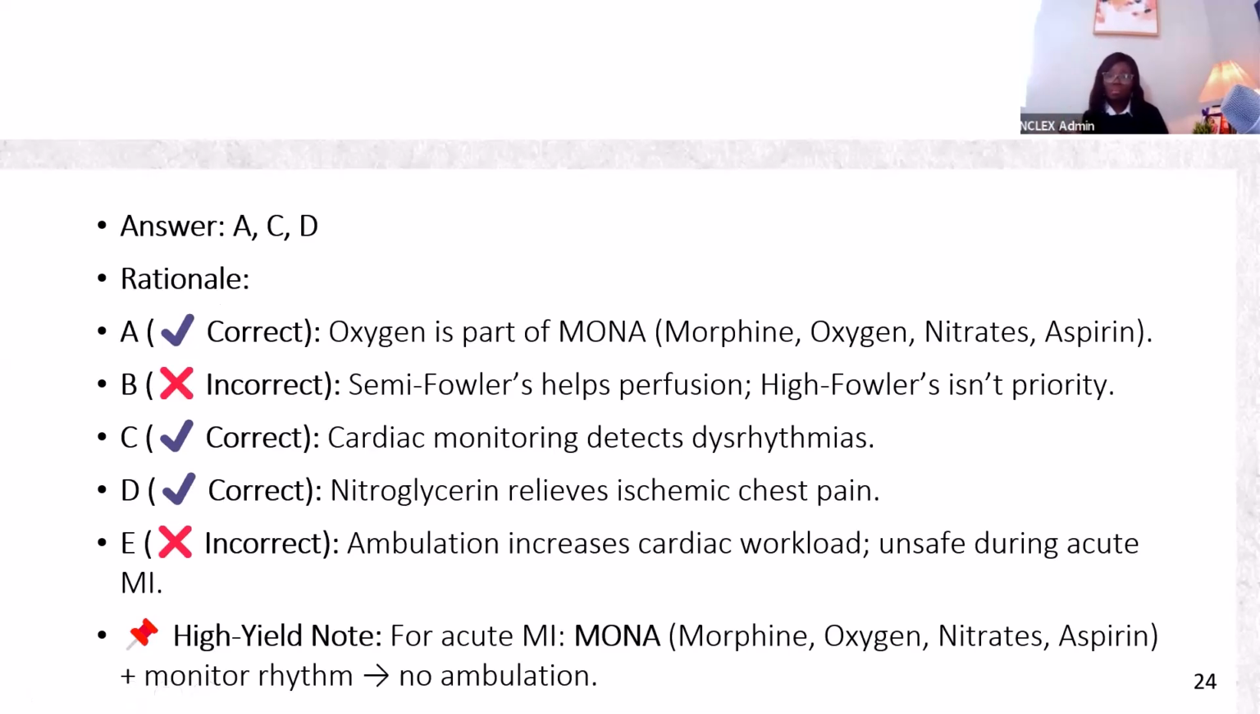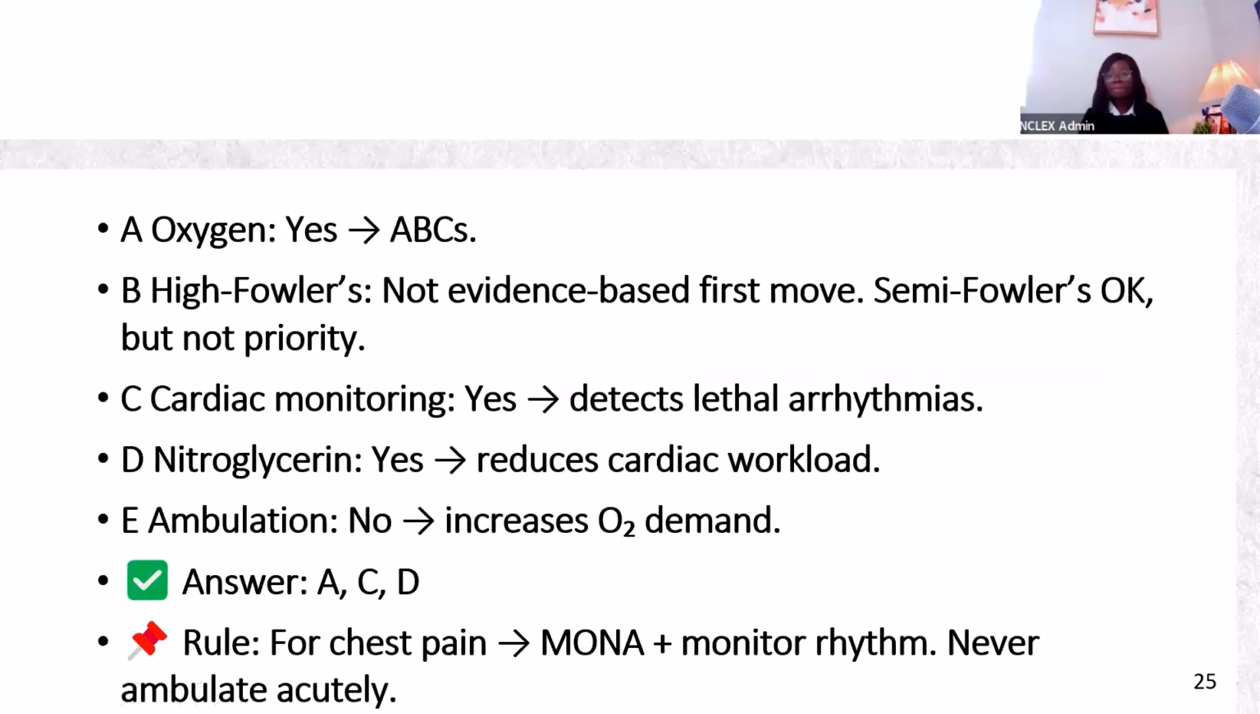So that's what select all that apply will test. Always remember MONA: morphine, oxygen, nitrate, aspirin. And we need to monitor the rhythm during the ECG. So no ambulation. Great. That is how you go about your select all that apply question. Go through them. Is it a yes? Will I give oxygen? Yes. Cardiac monitoring? Yes. Nitroglycerin? Yes. Ambulation? Do I need this? High Fowler? Not really part of what I'm supposed to do. Well, semi-Fowler would be okay, but high Fowler is not a priority. So you have to go through every option independently and choose your correct answer.